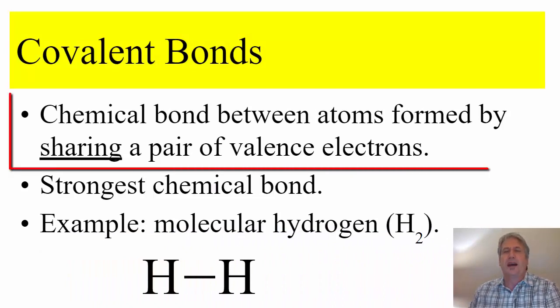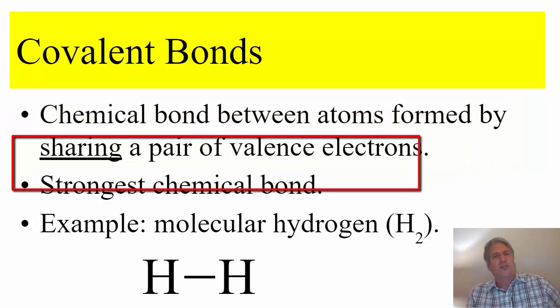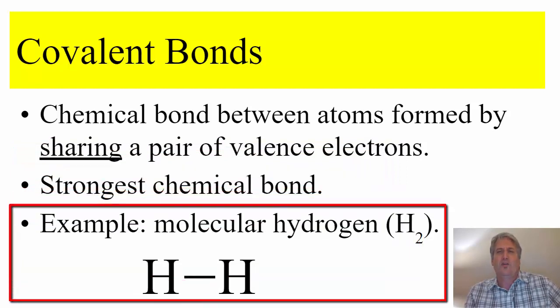Covalent bonds are chemical bonds that form between atoms when they share pairs of valence electrons. They are the strongest type of bond. An example of a covalent bond is hydrogen gas. Two hydrogen molecules can be covalently bonded together with a single covalent bond.